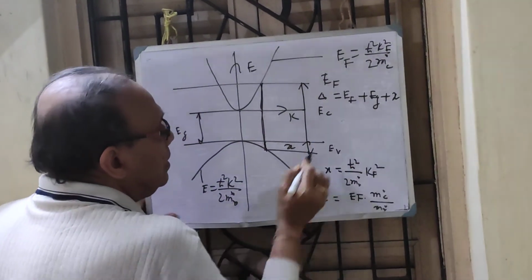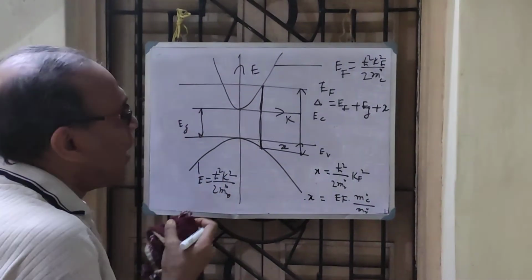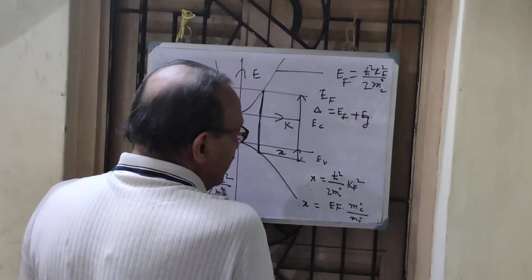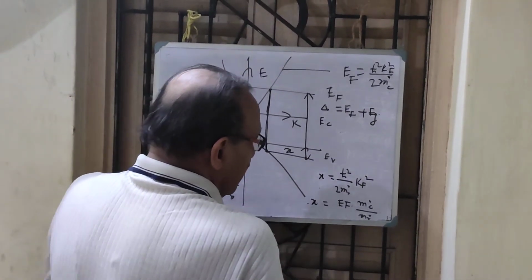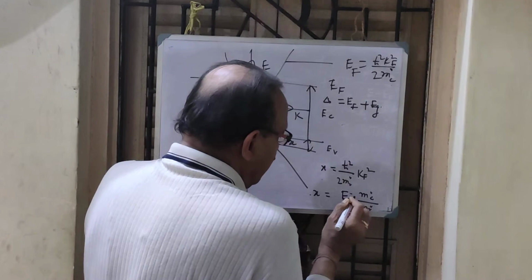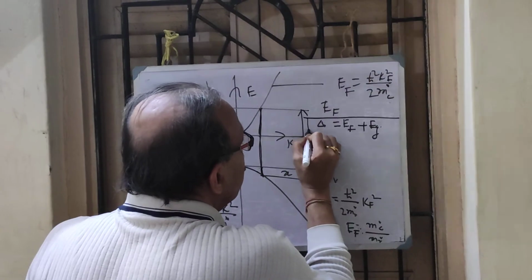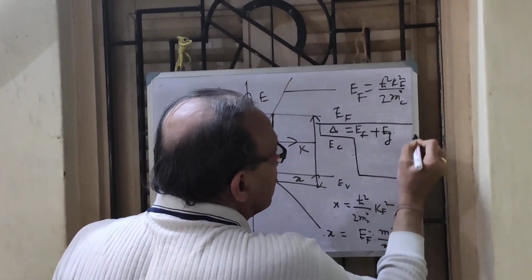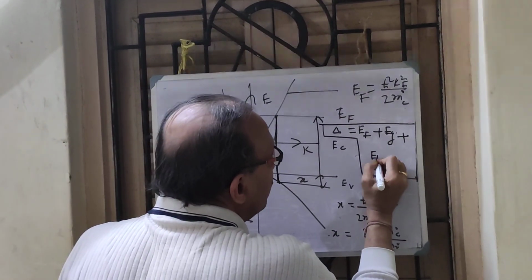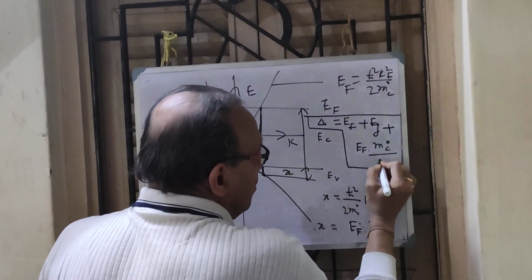I feed back this data here. When I feed back, I get the total result as follows. Due to my very bad handwriting, please forgive me. X is simply, I make the box the real answer. What I got now, X is EF into mc star by mv star.